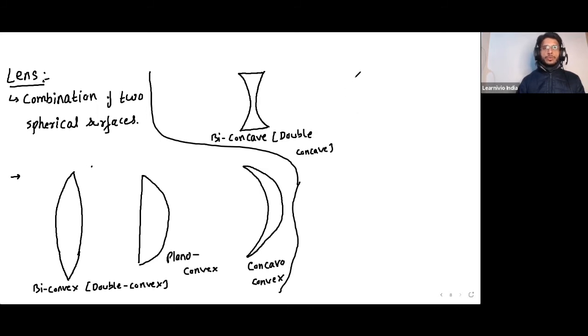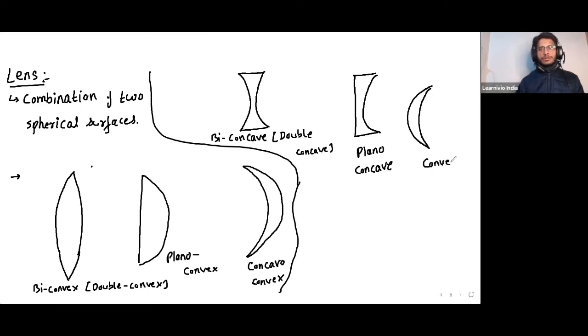Or we can take one plane surface and another concave surface. If I take one plane and one concave surface, I call this a plano-concave lens. You can do one more thing. You take one convex surface and one concave surface. We call this a convexo-concave lens. So these are six types of lenses basically: three types of convex lenses and three types of concave lenses.